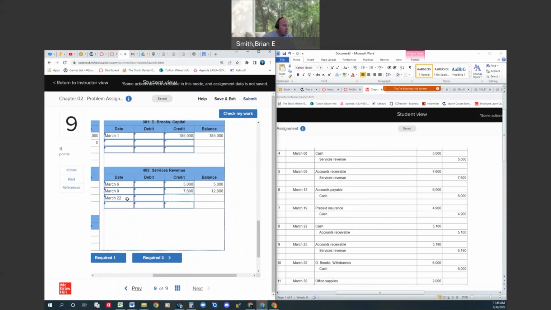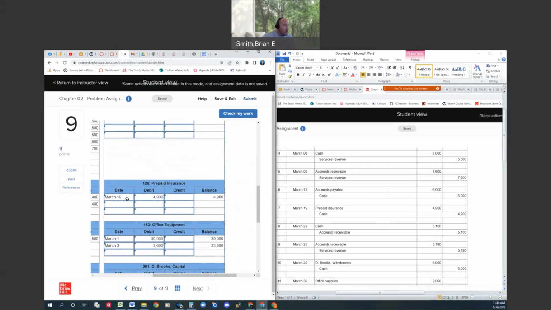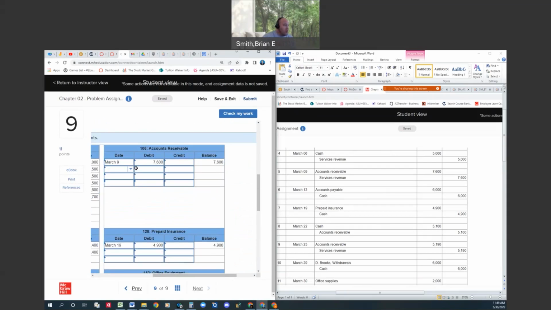No, we're collecting on a debt. I'm sorry, we're collecting on a debt. March 22nd. We're going to credit our accounts receivable for $5,100. So we got some of it. March 25th, looks like we did more revenue. So we're going to go March 25th here.